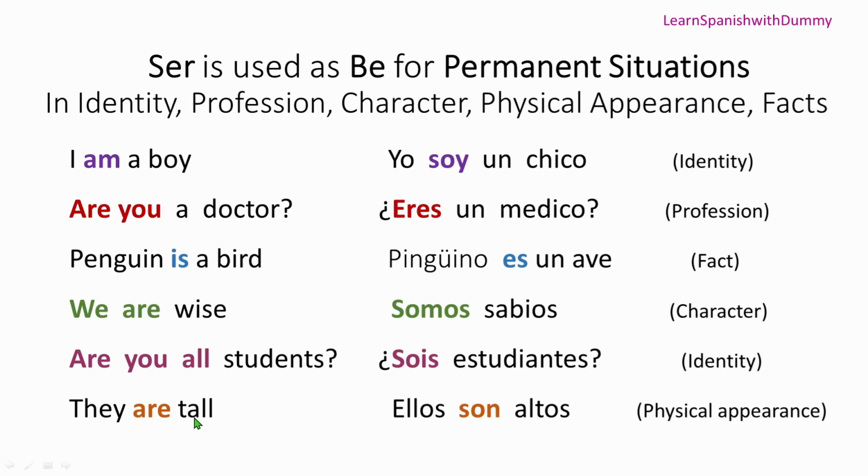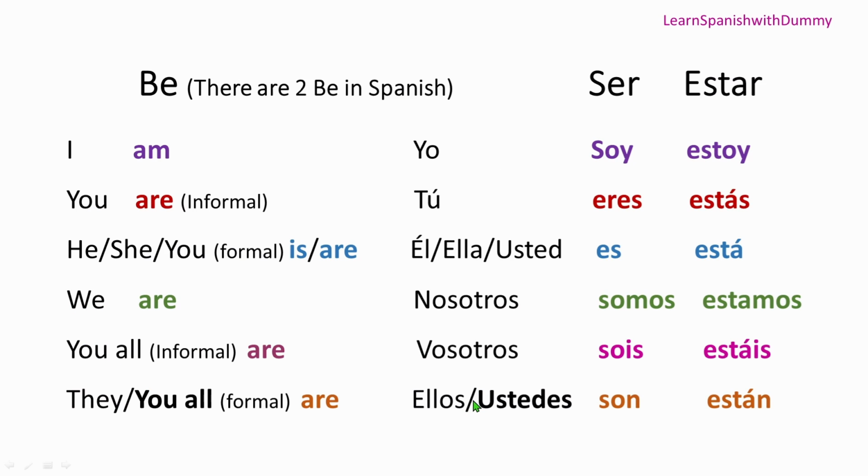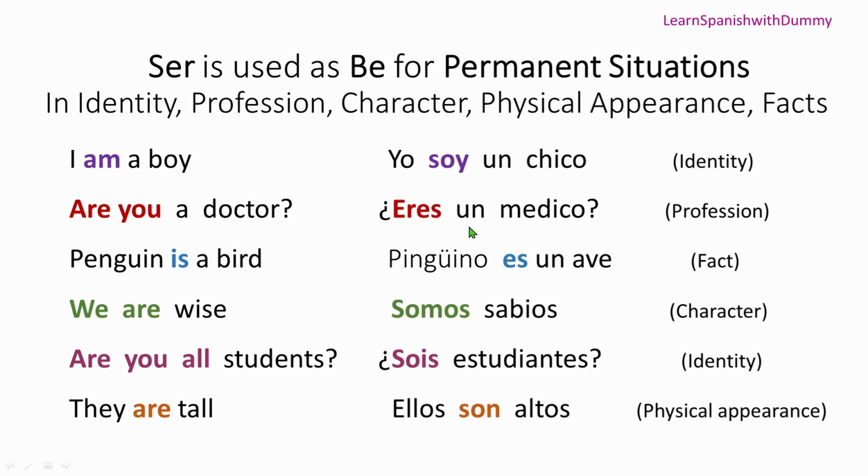They are tall. Again, tall is a physical appearance, right? That's permanent. So you say ellos son altos. Son comes from the ser verb. Son means they are. Ellos son. Okay. Son is are for they. All right, that is it. So anything that seems to be permanent, like identity, profession, fact, character, physical appearance, we use the form ser. Perfect. All right, let's move ahead.